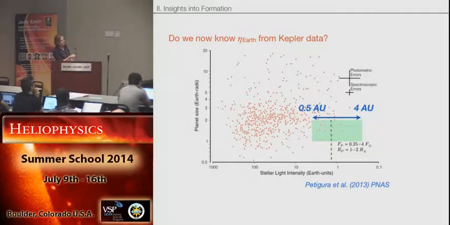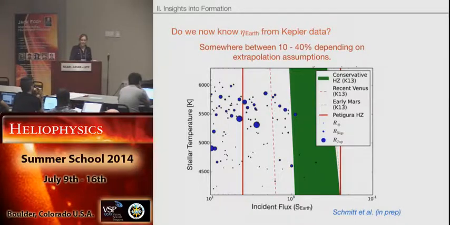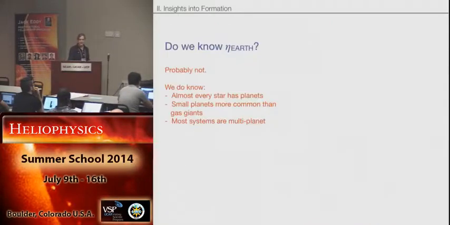But you can see there really aren't any points in there. So with their extrapolations, they concluded that perhaps 20% of sun-like stars had Earth-like planets in the habitable zone. We did this as an exercise, and we think that the answer is somewhere between 10 and 40%, depending on the extrapolation assumptions, and using the beautiful data that Erik Petigura actually had. And now instead of looking at the Petigura habitable zone, which is the red zone, we looked at the habitable zone defined by Kasting and Kopparapu. It's much narrower, and there just aren't enough planets.